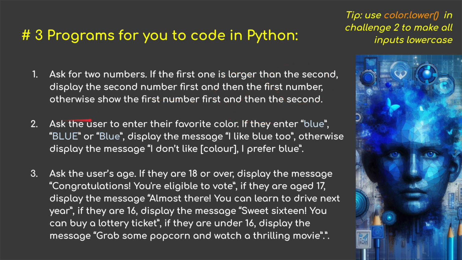Okay. 2, ask the user to enter their favorite color, American spelling. If they enter blue, in lowercase, blue in capital letters, or blue with first letter capital, display the message I like blue too. Otherwise, display the message I don't like whatever color the person has put in. I prefer blue. Okay, and I've put a little tip up here.